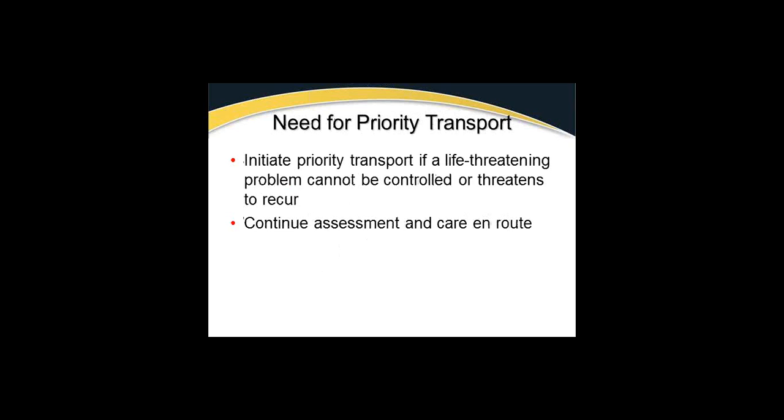So, need for priority transport. This is initiating priority transport if a life threat problem cannot be controlled or threatens to reoccur. Remember, this isn't only just something that we quickly fix. Maybe they're short of breath. Well, you come to find out they're on home oxygen and their oxygen was turned off, or it was unhooked. We hook it back up. Now all of a sudden things are getting better. Probably don't need a priority transport.